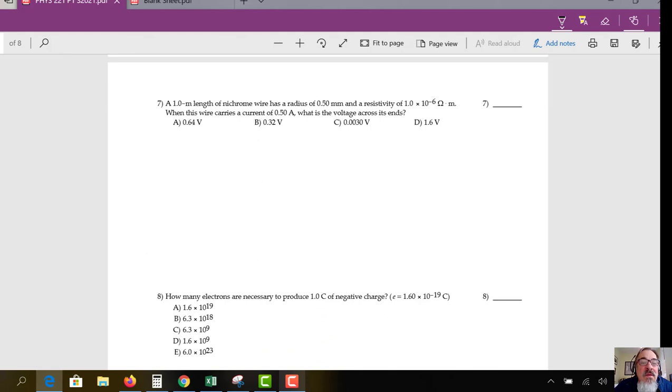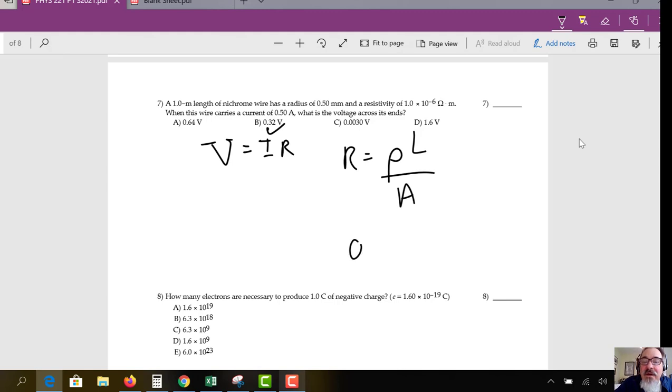Next one, 1 meter length of wire has a radius of 0.5 millimeters, resistivity of 1 times 10 to the minus 6th. When this wire carries a current of 0.5 amps, what voltage is across it? Okay, so this is from the recent chapter. So the voltage is the current times the resistance. They give you the current in this problem. We just need to know the resistance. So the resistance is resistivity, that's rho, the length of the wire divided by the cross-sectional area of the wire.